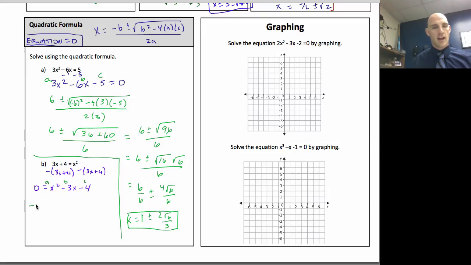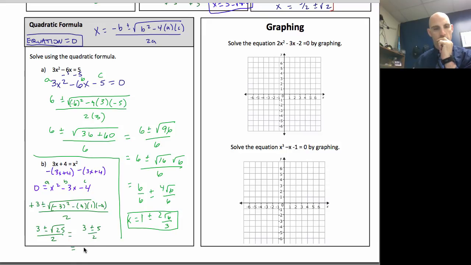So I've got negative b, so that would be positive 3 plus or minus the square root of b squared, so that would be negative 3 squared minus 4 times 1 times negative 4, all over 2. So 3 plus or minus, and I've got 9 plus 16, so square root of 25 over 2, which is equal to 3 plus or minus 5 over 2, which is equal to either 8 over 2 or negative 2 over 2, so 4 or negative 1. Okay? That's how that works. That's the quadratic formula. Okay, so 4 or negative 1.